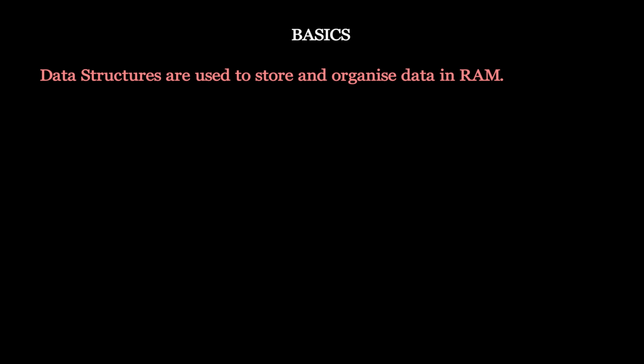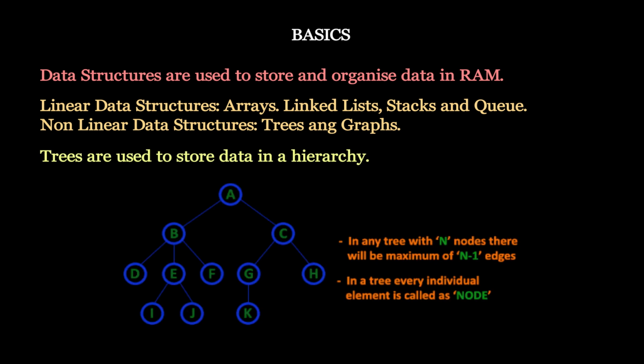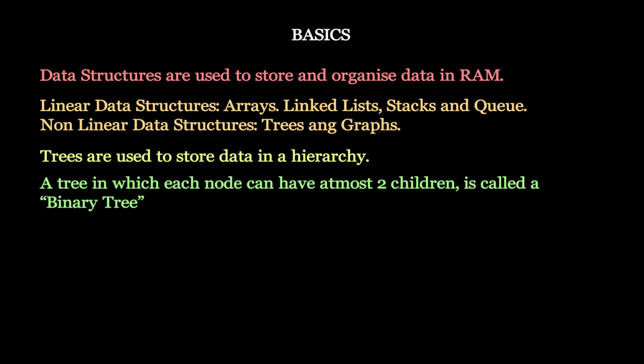So let's get started. We use data structures to store and organize data in RAM. Arrays, linked lists, stacks, queues are examples of linear data structures. On the other hand, we have trees, which are nonlinear data structures and are used to store data in a hierarchy. See this diagram. This is how a typical tree looks. You may notice that there are nodes which are pointing to more than one node. Now, a special tree in which each node can have at most two children is called a binary tree. We name the child nodes the left child and the right child.